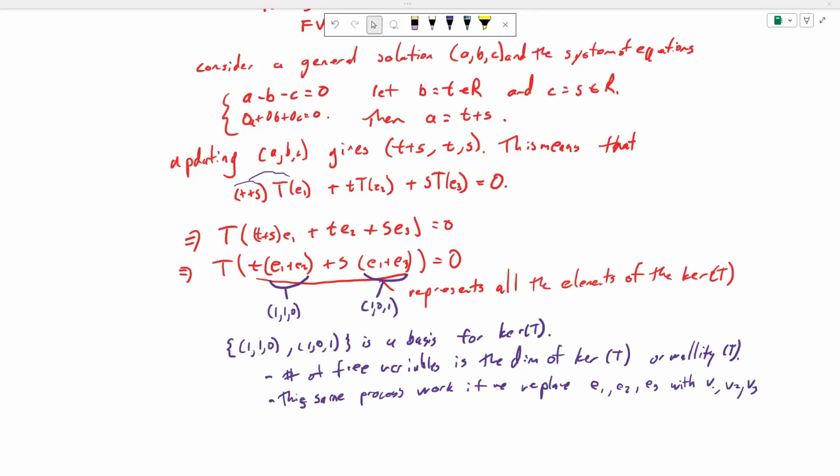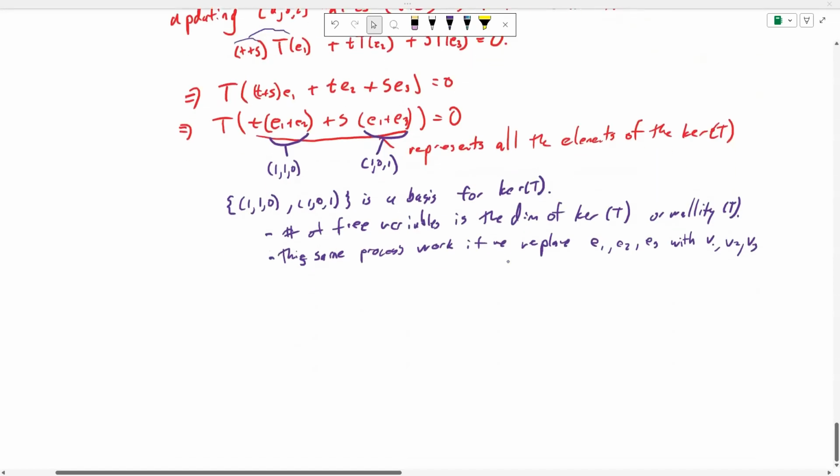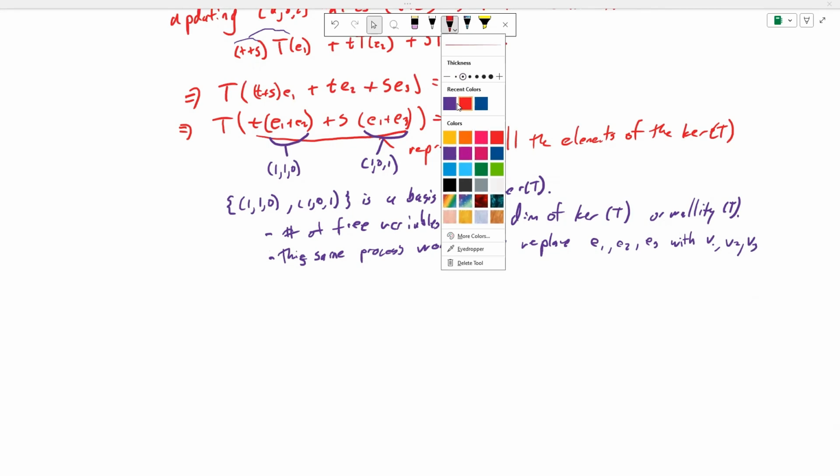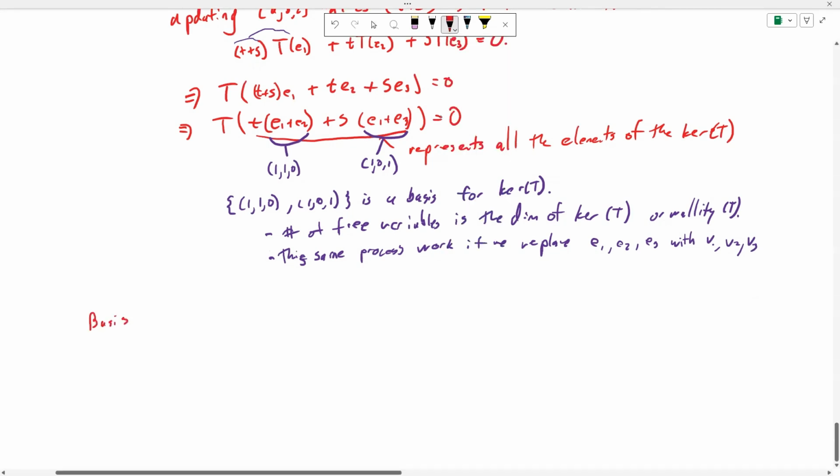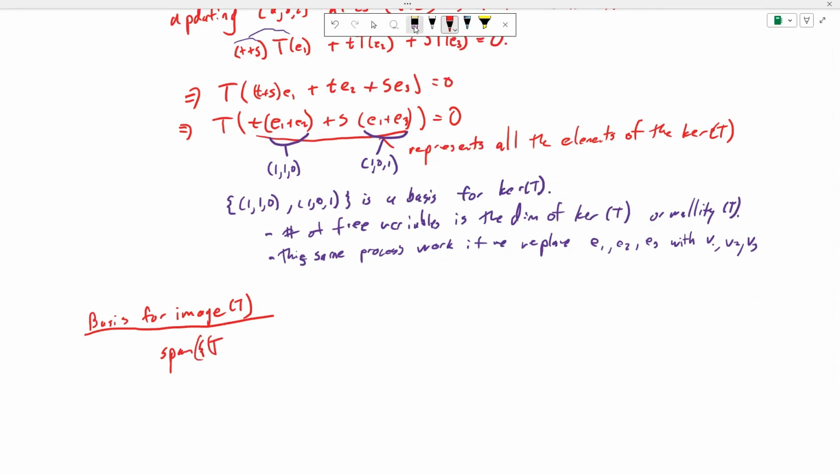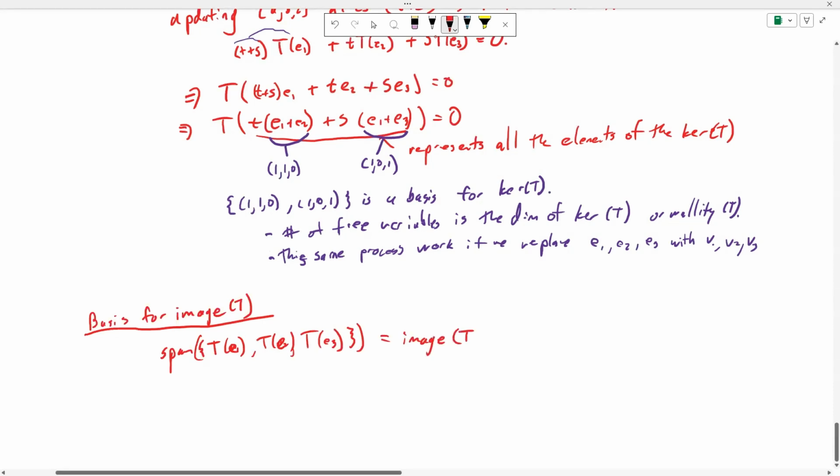So now we're going to talk about creating a basis for the image. The important thing to note here is that the span of the set T v1, T v2, or T e1, T e2, T e3 equals the image of T.